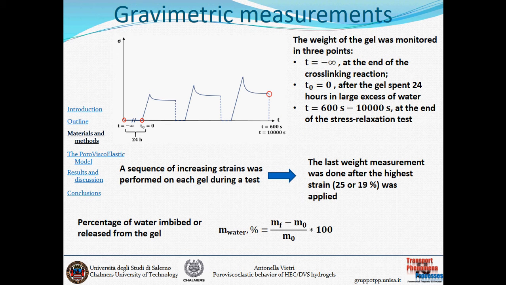The weight of the gel was monitored in 3 points: at the end of the cross-linking reaction, after the gel spent 24 hours in large excess of water, and at the end of the stress relaxation test. It has to be clarified, as shown in the picture, that during each test, the gel was deformed with a sequence of increasing strains, and therefore the third point corresponds to the weight of the sample when the highest strain was applied. Finally, the percentage of water absorbed or released from the gel is calculated using this formula.